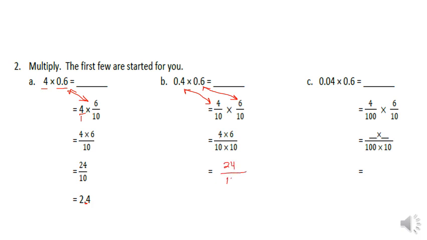10 times 10 is 100. So we know now 24 hundredths, the 4 would have to be in the hundredths spot. In this case, we have 4 hundredths times 6 tenths, which gives us 4 times 6, which gives us 24. 100 times 10 is 1 thousand. So 24 thousandths, I'm writing 24. I know the 4 has to be in a thousandths position, so I've got to add a 0. Now I have 24 thousandths.